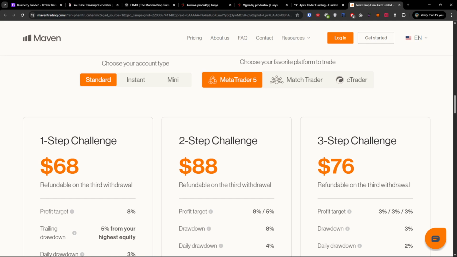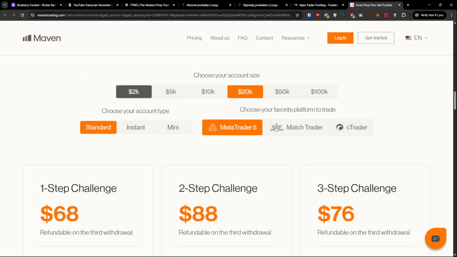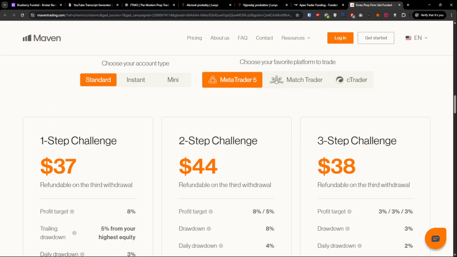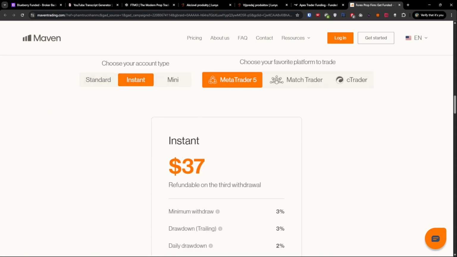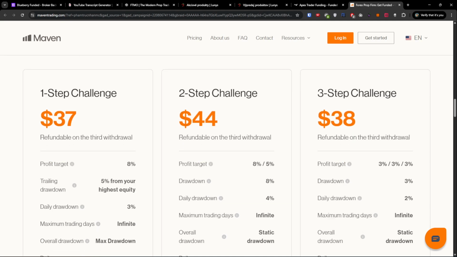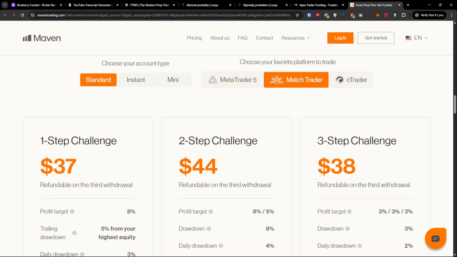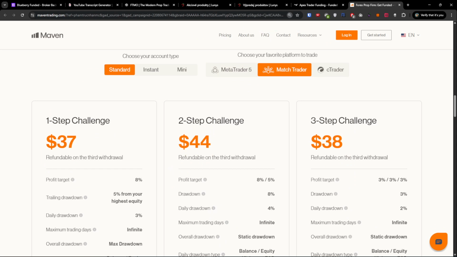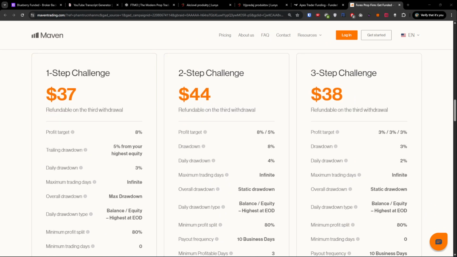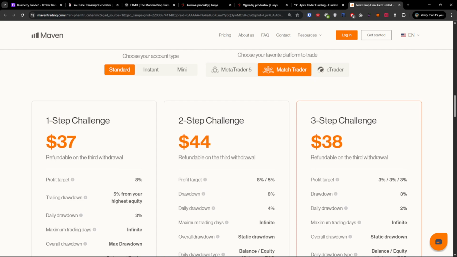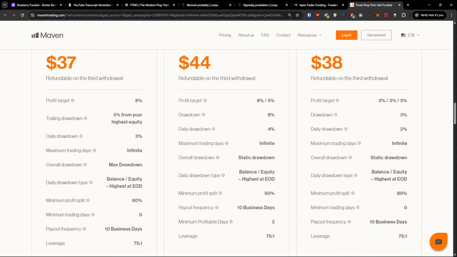So here you see, for example, you have the account size, let's say 10k, and then the account type, if you want instant or the standard, and then you can also choose the platform to trade on. Here you see the platforms available: cTrader, MatchTrader, and also MetaTrader 5. Payment methods are credit or debit card, crypto, and Crypto. The payout methods are crypto and bank transfer. You can also trade forex, metals, indices, commodities, and crypto.